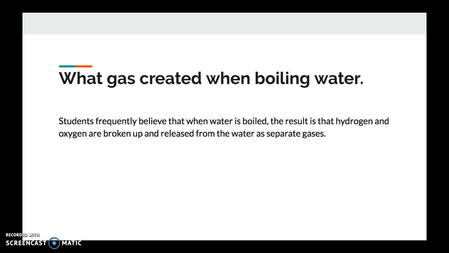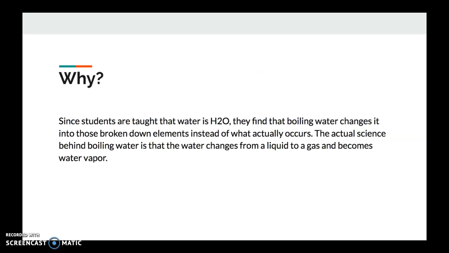It came to my attention that students frequently believe that when water is boiled, the result is that hydrogen and oxygen are actually broken up and released from the water as separate gases. Why does this occur? Well, students are taught that water is H2O, which is correct, but then that leads their thinking to believe that when water is boiled, it actually creates a gas, which is just the hydrogen and oxygen that make up water broken up into the separate forms of those gases, when actually it just changes from a liquid to a gas and becomes water vapor.